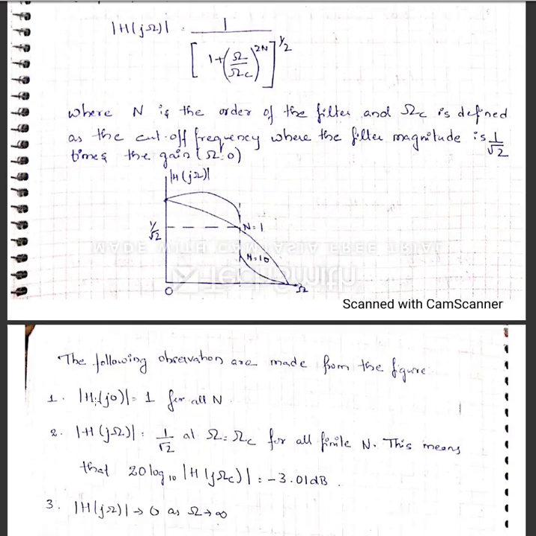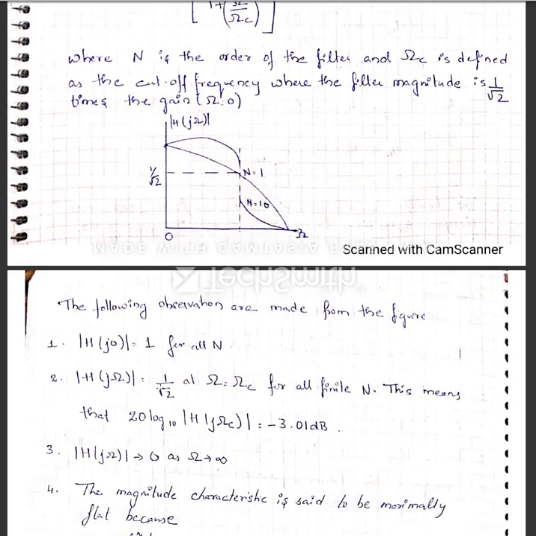The first observation is that the magnitude of H of j omega is equal to 1 when omega is equal to 0, that is H of j 0 is equal to 1, for any value of your capital N. The second observation is that H of j omega is equal to 1 by root 2 when omega is equal to omega c, for all finite values of n.